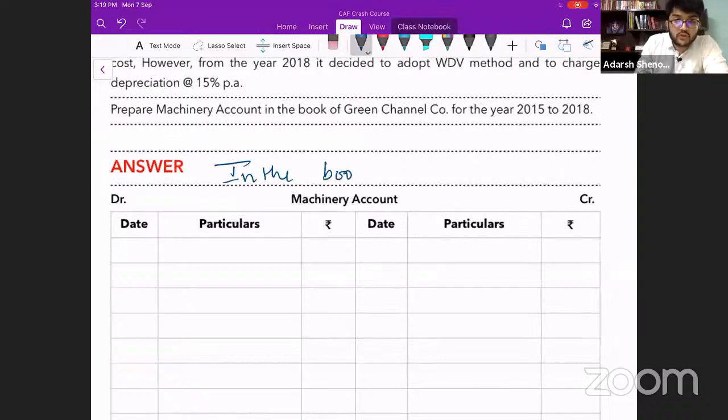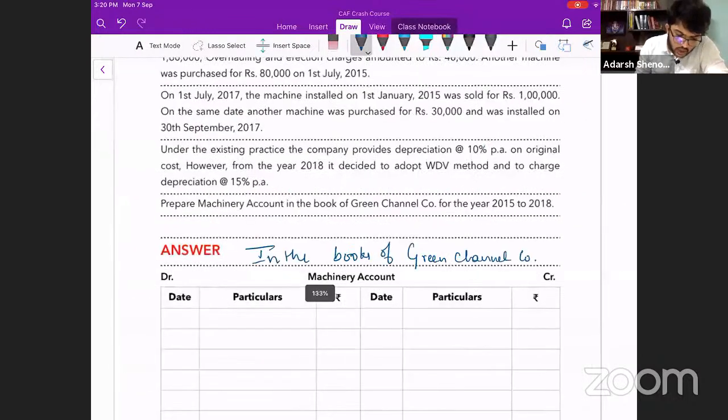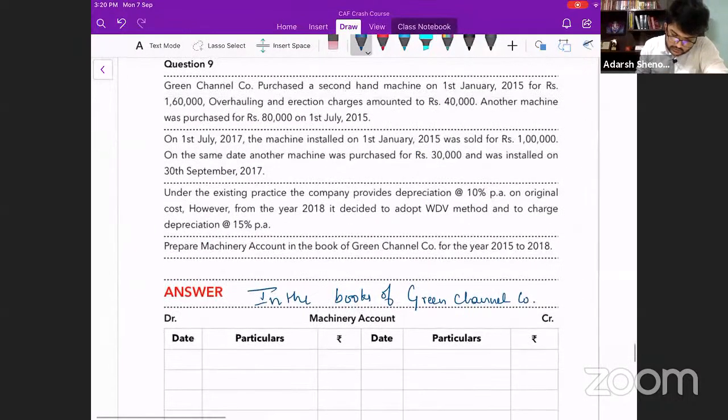In the books of Green Channel Company. Machinery account we have drawn, and when was the asset bought? Now can you tell me, is this financial year or calendar year? Calendar year or financial year? What is this? What should we follow?